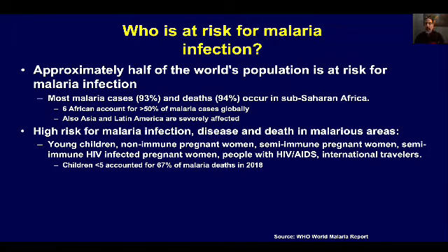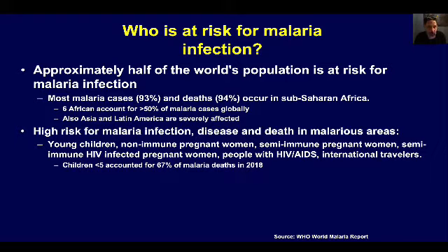So who's at risk for malaria infection? In fact, about half of the world's population is at risk for malaria, given where it's transmitted. But we also know that the vast majority of malaria cases and deaths, more than 90%, are occurring in sub-Saharan Africa. And in fact, 6 African countries account for more than 50% of the malaria cases globally. But there are also areas of Asia and Latin America that are severely affected.